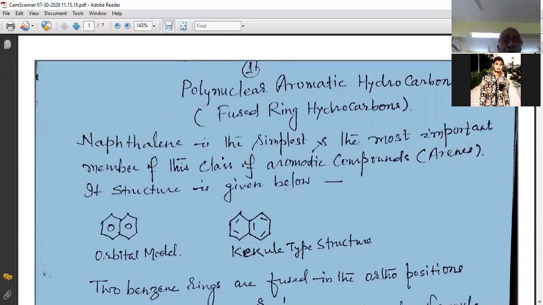And we talk about naphthalene. How is naphthalene formed? When two benzene rings are combined together, or fused together, at ortho positions, it forms the naphthalene structure. And you see the structures. This is the orbital model of naphthalene, and this is the Kekulé structure of naphthalene.